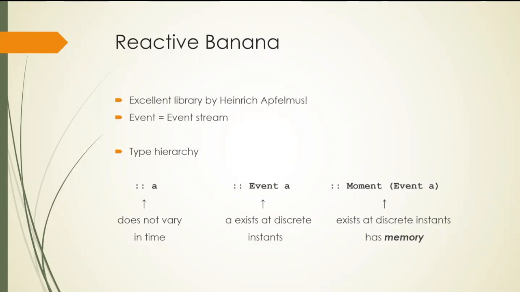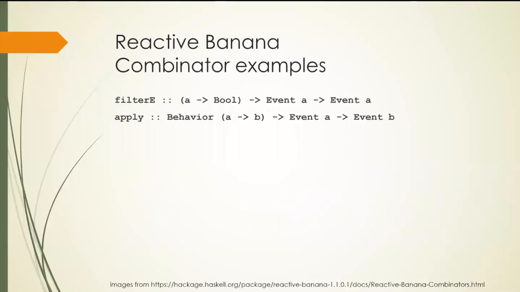Now, the library provides you with some combinators, right? So, for example, this filterE, filter events, pretty simple, right? You give it an event stream and a little predicate, and you're only going to see on the output events that pass the predicate, right? If it's true, you see it. If it's not true, you don't see it. Again, think of event as an event stream, not as a single event, okay?